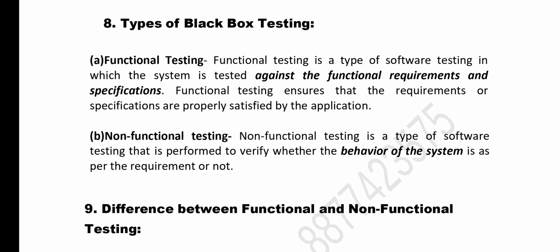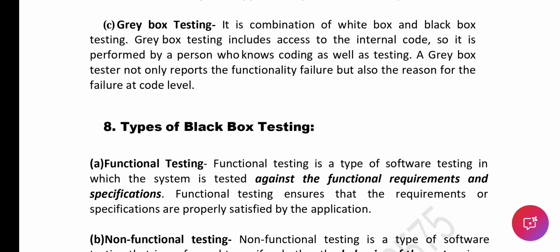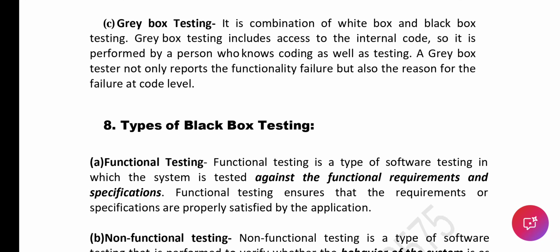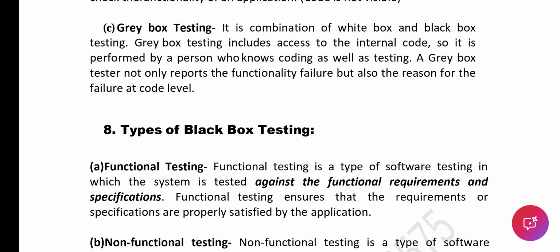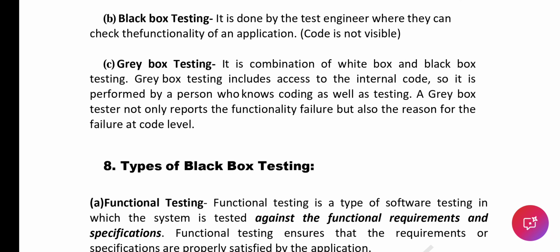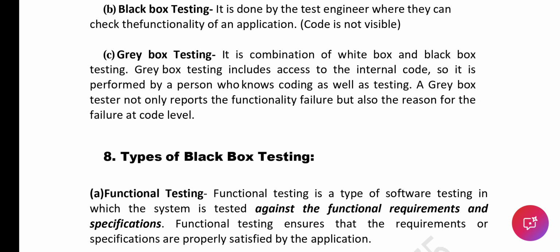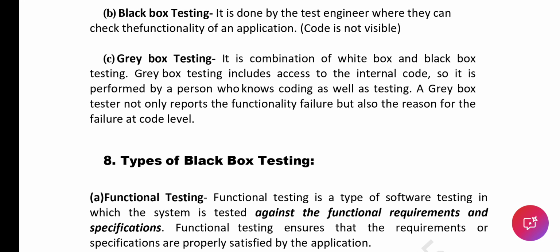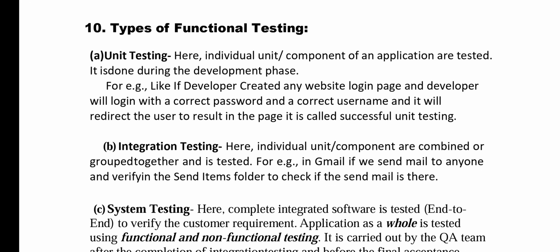Okay, so next comes the types of black box testing. There are 2 types of black box testing. Functional testing, where the functional requirements and specifications are properly tested, and non-functional testing. Non-functional testing, like we can easily say performance testing as an example, security testing, performance testing. Okay, and then the differences between functional and non-functional testing are categorized.